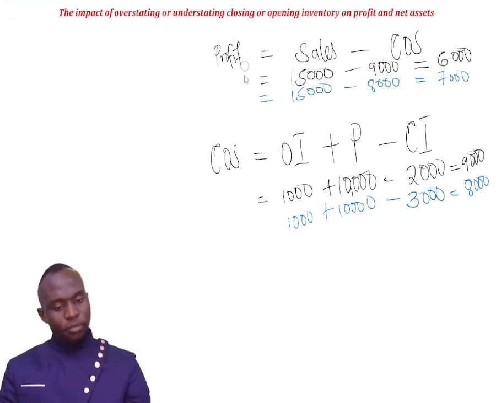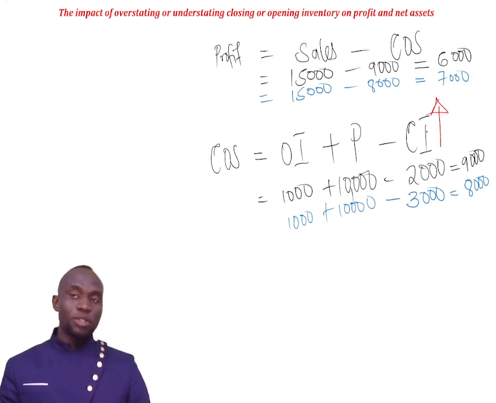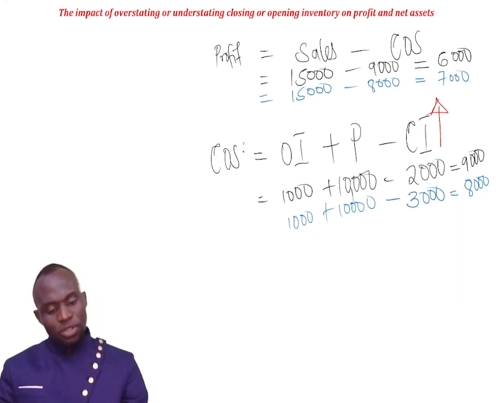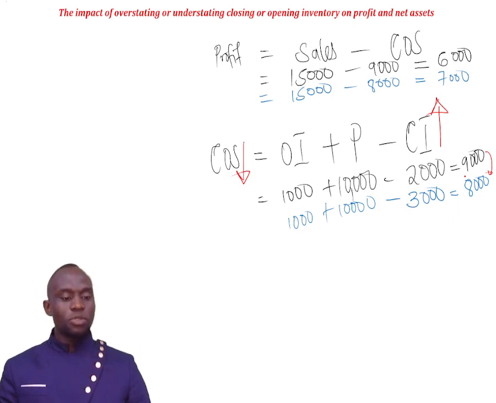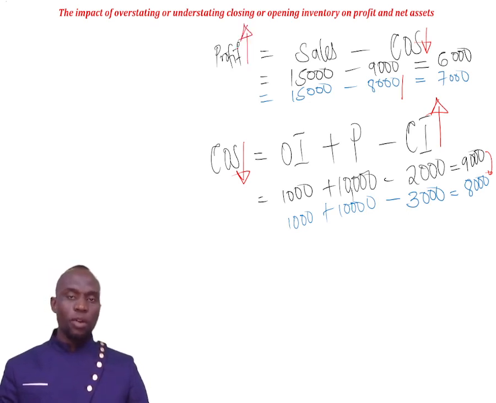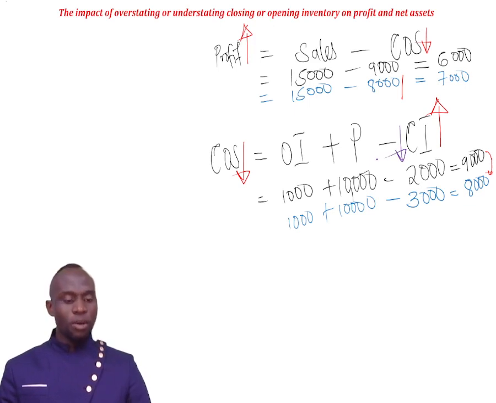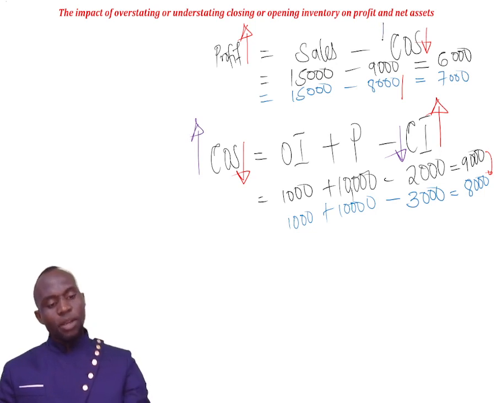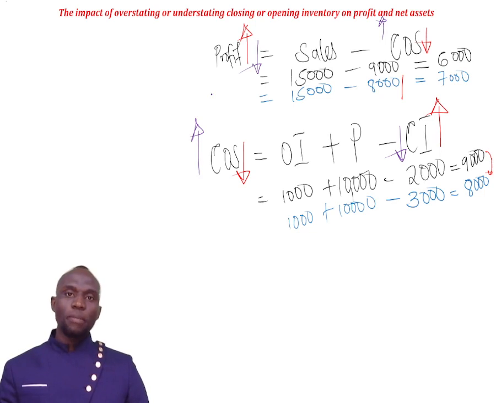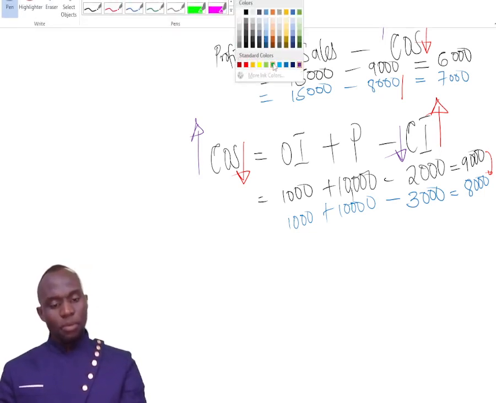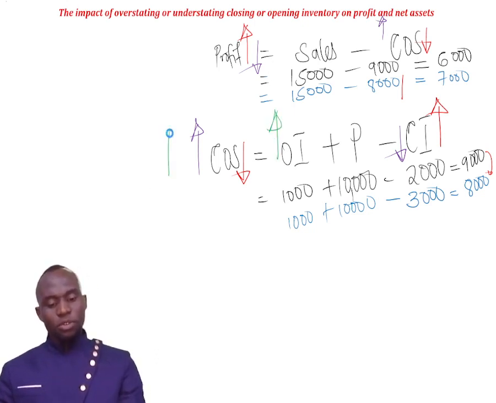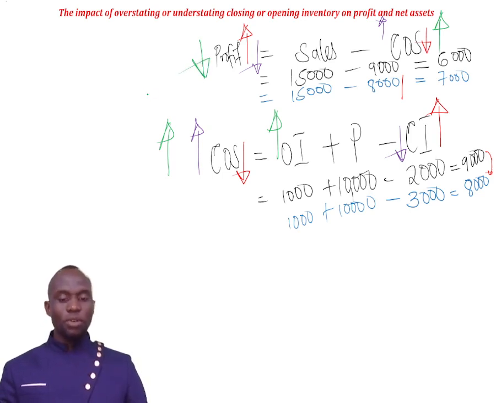Now what do you notice? If closing is overstated, what happens to the cost of sales? You're subtracting a big figure, so cost of sales would be understated. And if cost of sales is understated, it means you're subtracting a small figure, profit would be overstated. Now you can't cram this, just understand it the way it is. Then if closing was instead understated, what would happen? It means you're subtracting a small figure, and cost of sales would be a big figure, and if cost of sales is a big figure, profit is going to be a small figure. Finally, if it is opening, what would be the impact? If opening is overstated, it means cost of sales would be overstated. And if cost of sales is big, it means profit would be understated. So just understand, you can't cram.